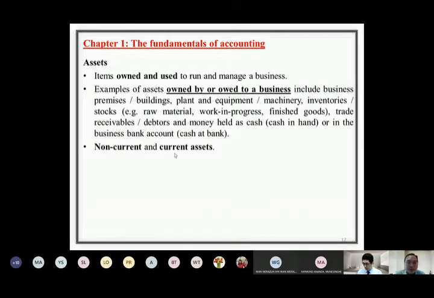Yeah. So another example I would like to show is assets. So these are items owned and used. So I'll highlight the words: owned by or owed to the business. So I'll give an example. Owned by the business will be like your business premises or buildings, your plant and equipment or machineries, your inventory or your stocks. So what are the stocks you have? Raw material, the work in progress, finished goods.